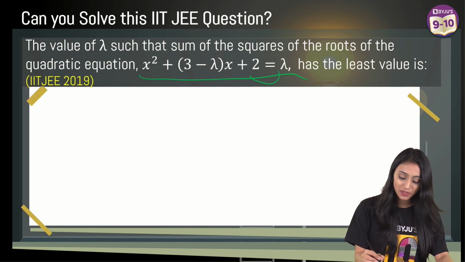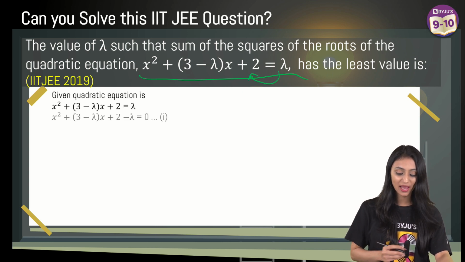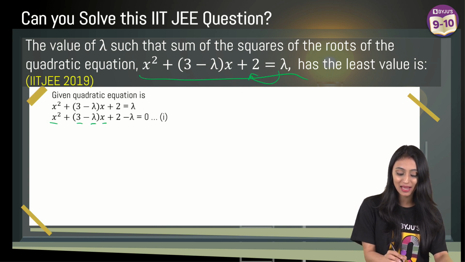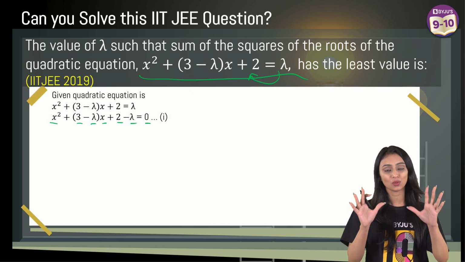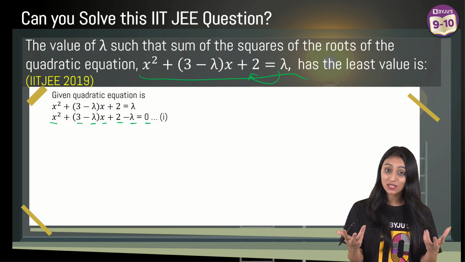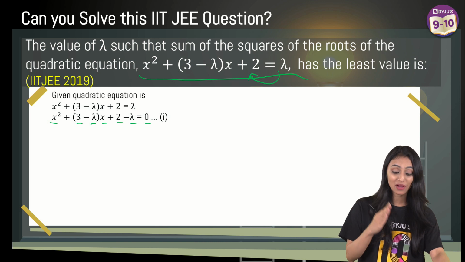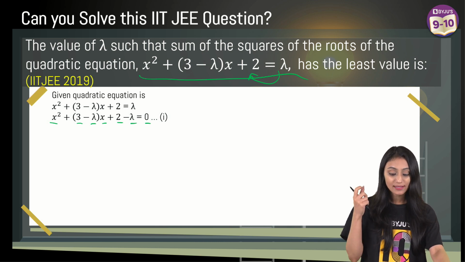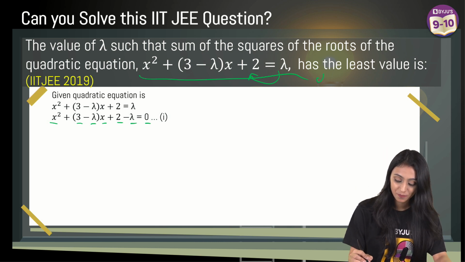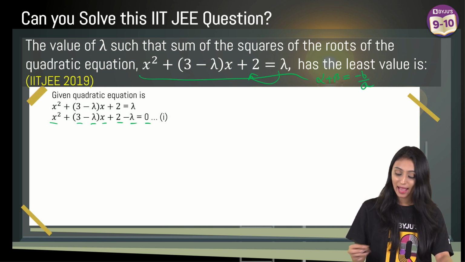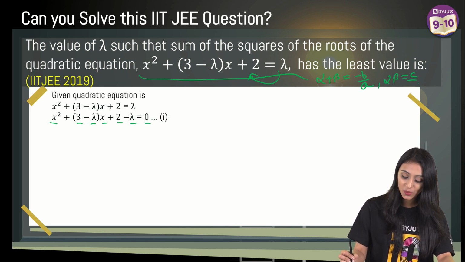Let's first take lambda to this side. So what do we get? We have x square plus 3 minus lambda x plus 2 minus lambda equals to 0. That's my equation number 1. Now, since this is quadratic, it will have two roots, alpha and beta. We know one thing, that sum of zeros, alpha plus beta, is actually equals to minus b by a, and product of zeros, that's going to be equal to c by a.